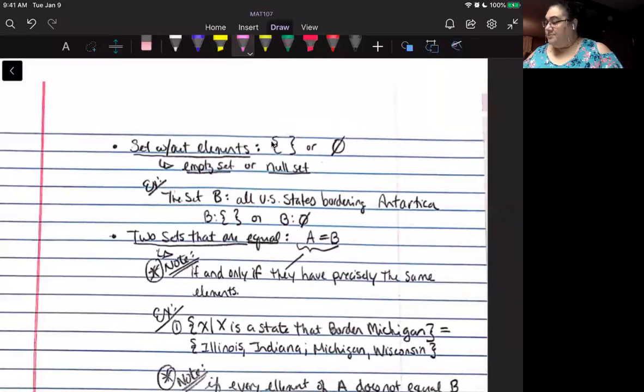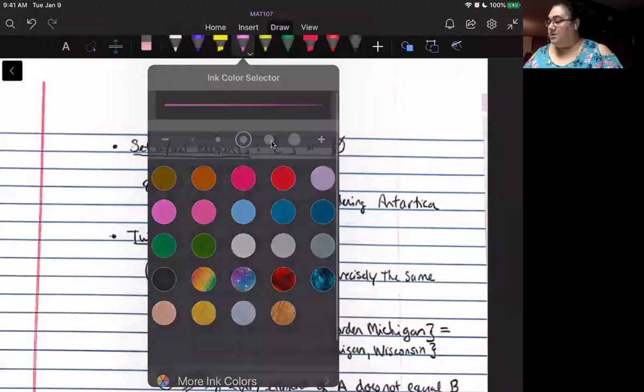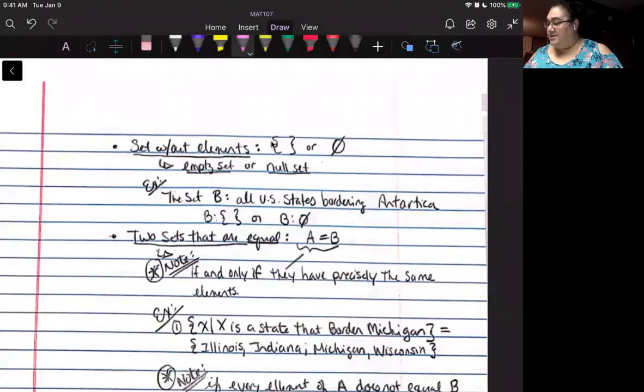So if it's helpful, this is the empty set and this is null. Okay? So a way that you could use that in a sentence, you'd say the set B, which is all US states bordering Antarctica, the set B would be the empty set, or the null set, because there are no states in the United States that border Antarctica. Okay?